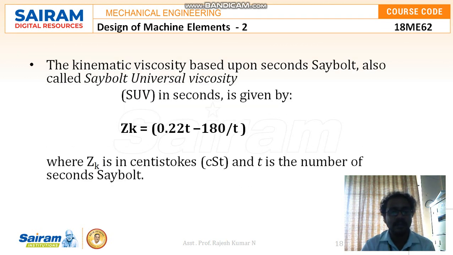Finally, the kinematic viscosity based upon Saybolt seconds, also called Saybolt Universal viscosity, is given by Zk = 0.22 T − 180/T, where Zk is in centistokes and T is the number of Saybolt seconds.